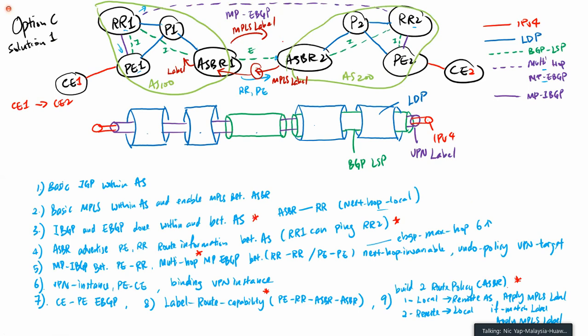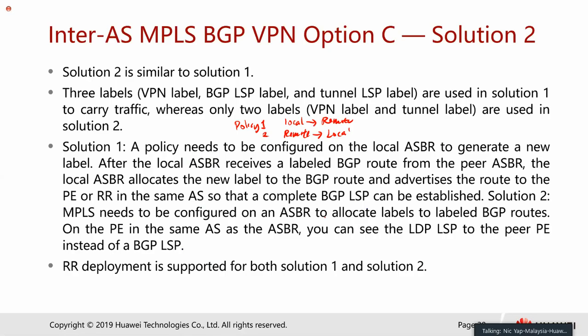That is what I mentioned from here, the 2 policies. When I advertise an MPLS label to you, you can also advertise to your RR by matching the labels that I built and sent to the RR. So they need 2 route policies. But for option C solution number 2, MPLS needs to be configured on the ASBR to allocate labels to the labeled BGP route on the PE in the same AS as the ASBR. You can see the LDP LSP to the peer PE instead of the BGP LSP. So this one is slightly different. They allocate labels to the BGP route instead of creating the route and sending it to my peers. For solution number 2, only 1 policy is needed.